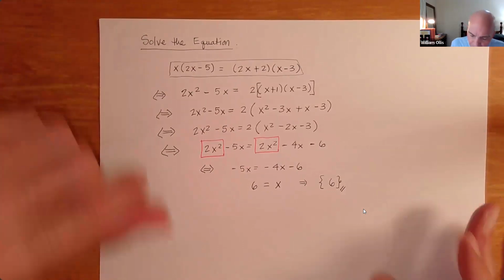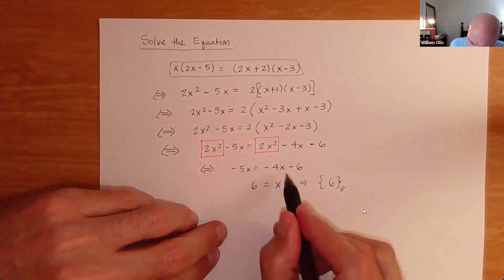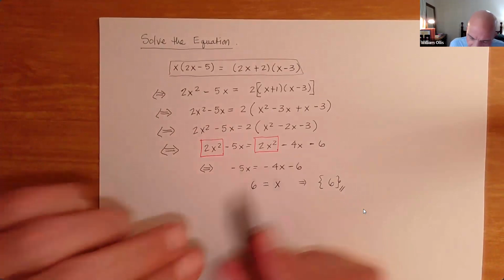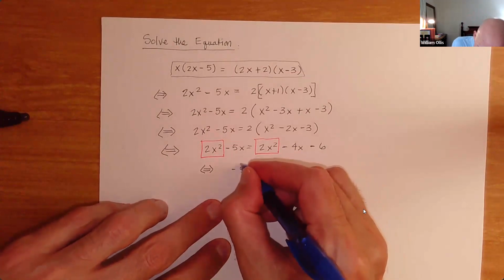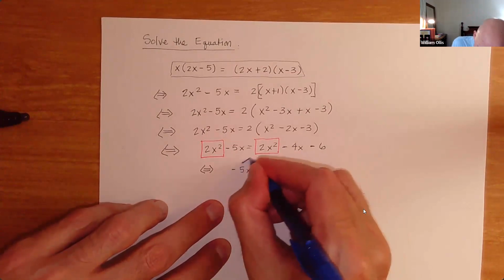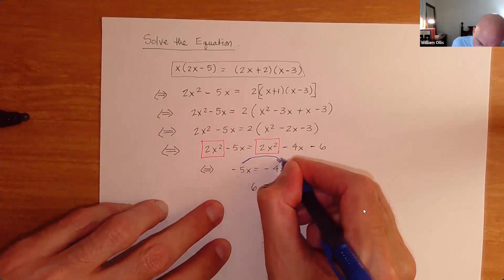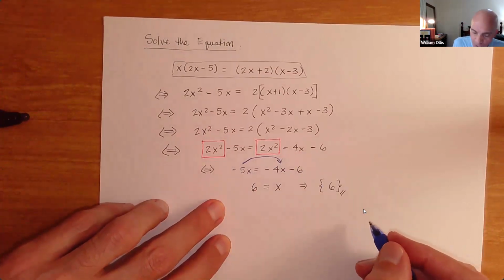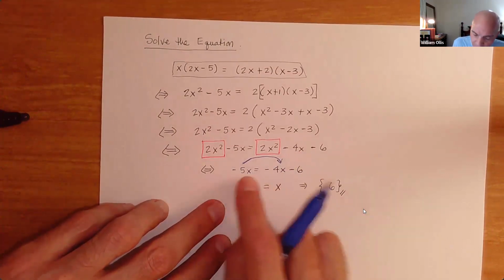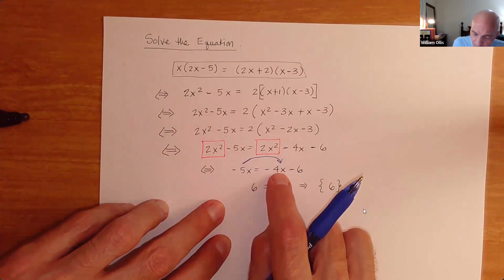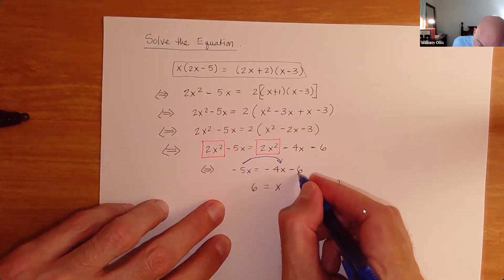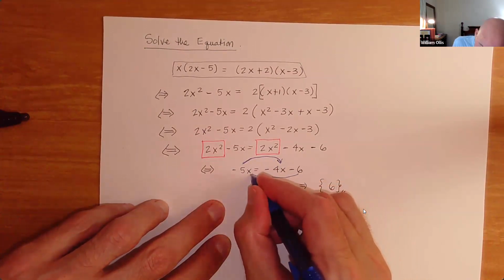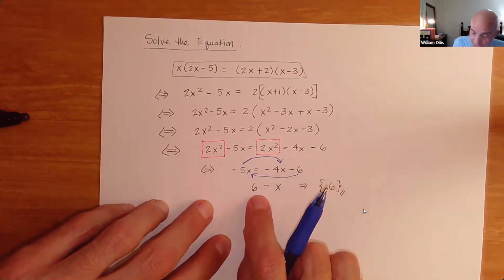Now, again, when you get to this point here, what I usually say is transposition. Sometimes I'll just use arrows. If you add the 5x to both sides, it absorbs here, and the 5 minus the 4 just gives you the 1x. And then, of course, if you add 6 to both sides, transposing, you get the 6 here.